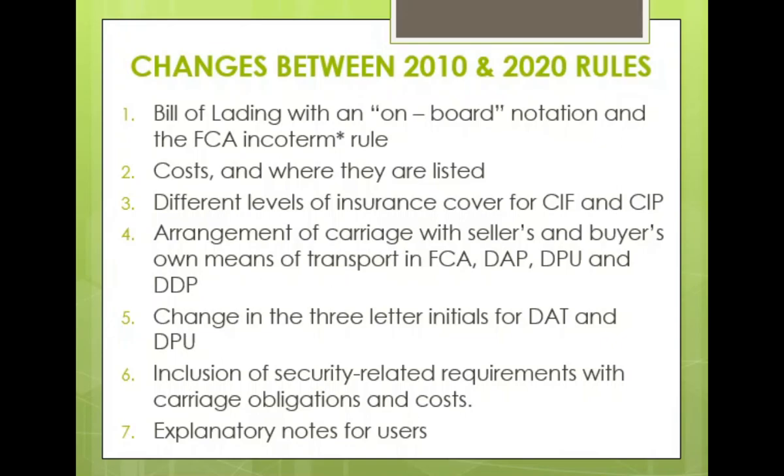4. Arrangement of carriage with sellers' and buyers' own means of transport in FCA, DAP, DPU, and DDP. In 2010, the carriage was always thought to be done by a third party, the freight forwarder or a transporter, other than using the seller's own means of transport or that of the buyer. So it was quite difficult to allocate the cost of transportation, where it should be. Here it has been clarified, and sellers and buyers are allowed to use their own means of transport, and the cost can really be allocated to where it should be. So there will be no dispute about any cost owing to transportation.